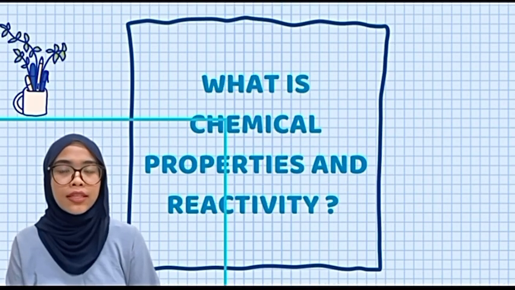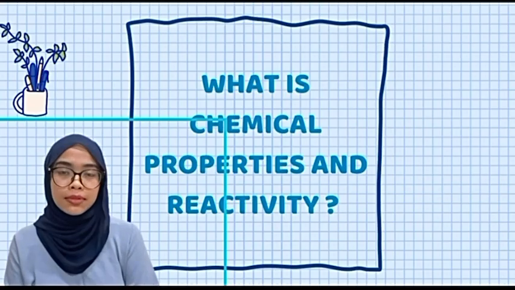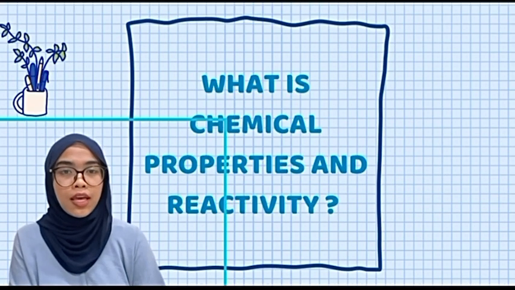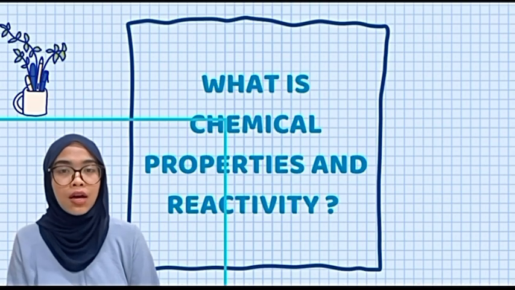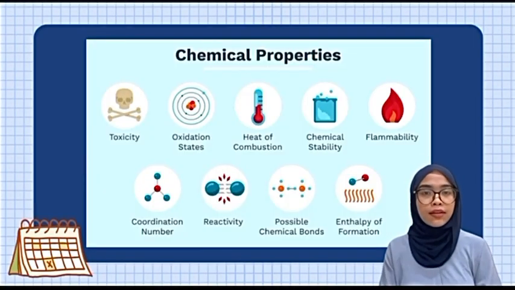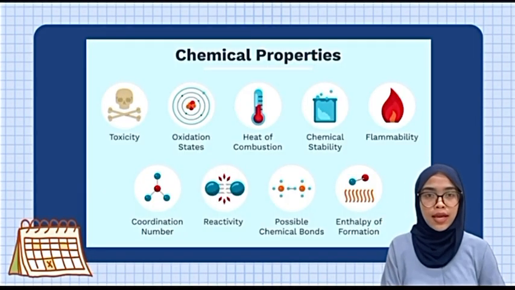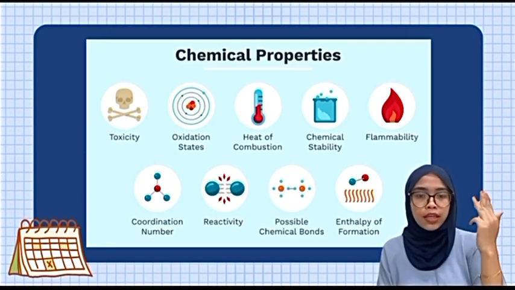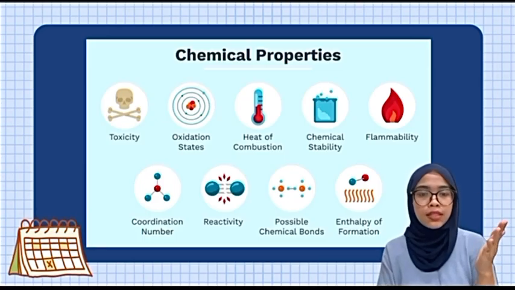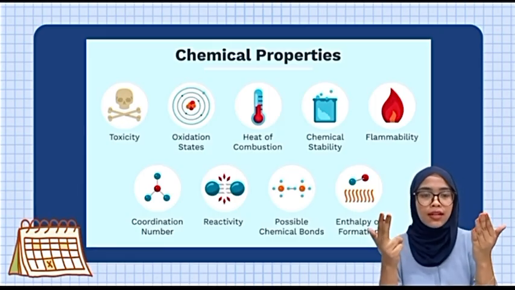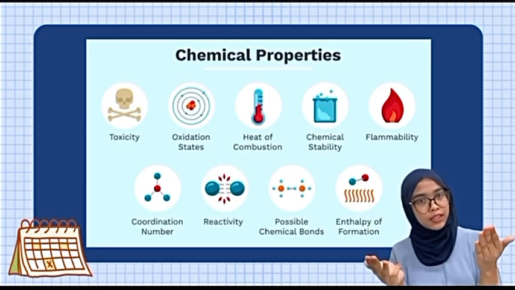Next, I'm going to talk about the application of the periodic table: predicting chemical properties and reactivity. Chemical properties are the characteristics of matter that can be observed when a substance undergoes a chemical reaction, while reactivity is a chemical property that describes how a substance reacts with other substances. There are 9 chemical properties such as toxicity, oxidation state, heat of combustion, chemical stability, flammability, coordination number, reactivity, possible chemical bonds, and the last one, enthalpy of formation.